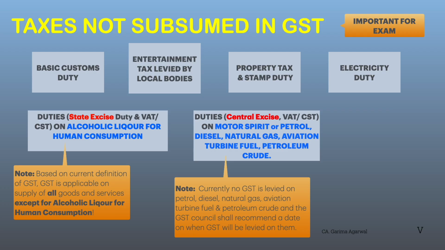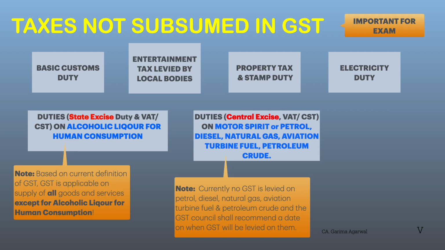Then entertainment tax levied by the local bodies has still not been subsumed. Earlier, the entertainment tax levied by the state government has been subsumed, but not the ones levied by the local bodies. Then property tax and stamp duty, electricity duty. Then duties such as state excise duty and VAT on alcoholic liquor for human consumption.